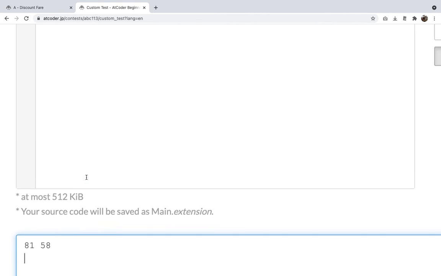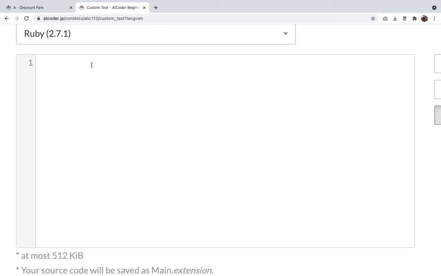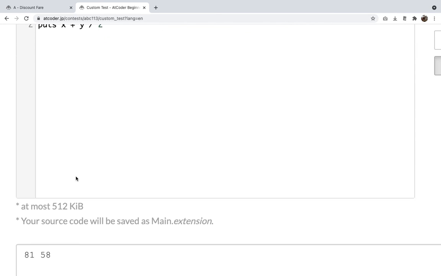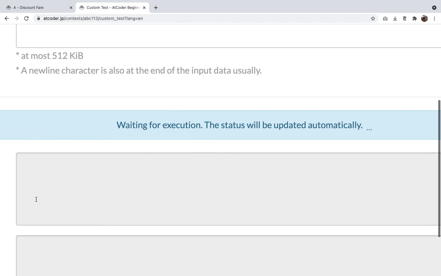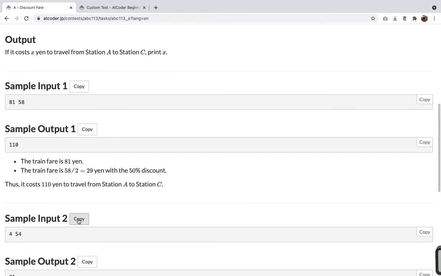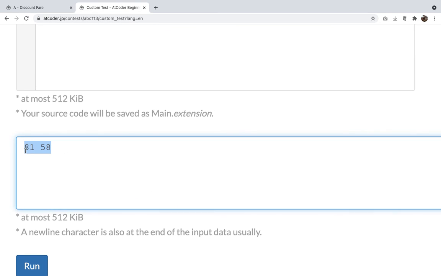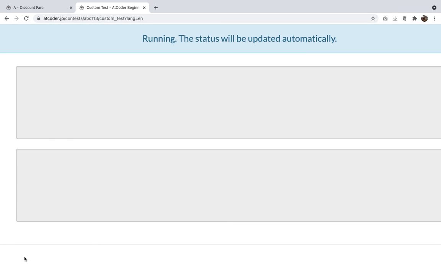So let's see. Okay. I cannot find anything fancy to solve this problem, so let's do, as usual, get input and split. Do int and put x plus y divided by 2. That's the answer, I guess. I get 110, and I want to get 31. Super easy. I like this.